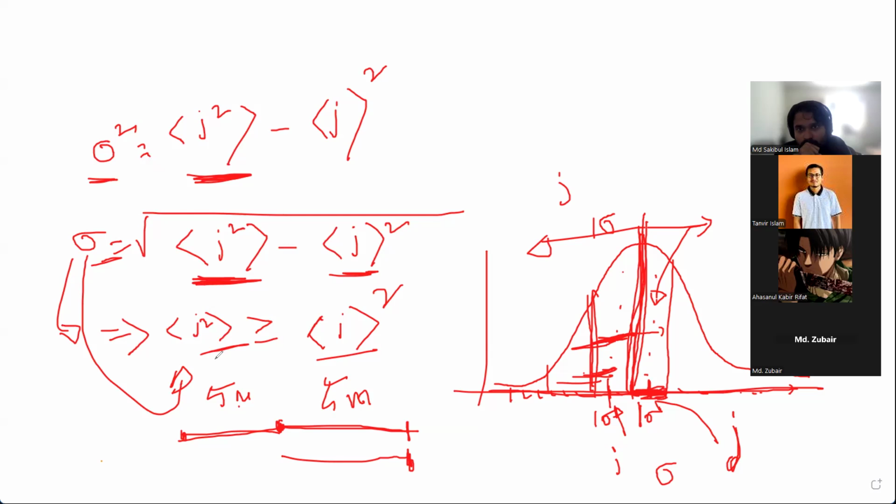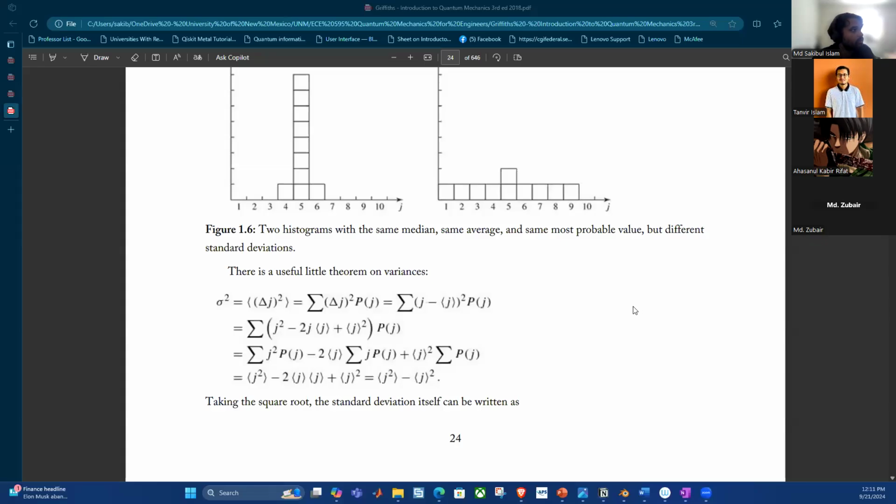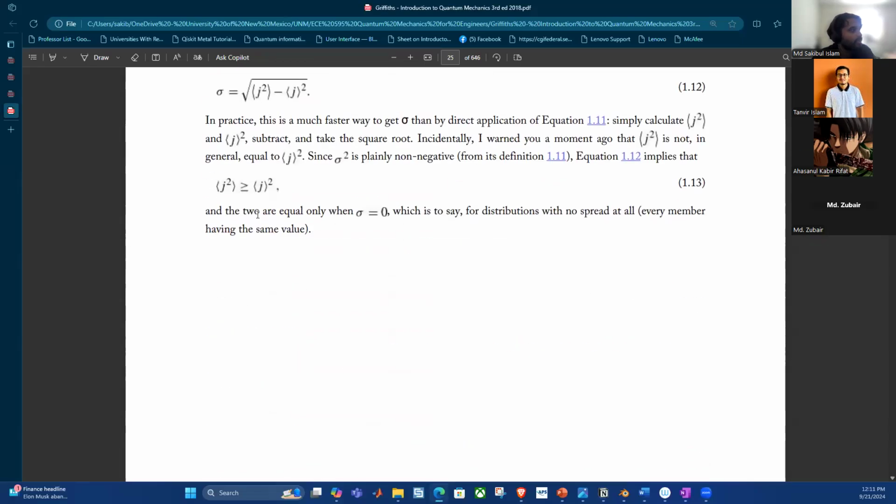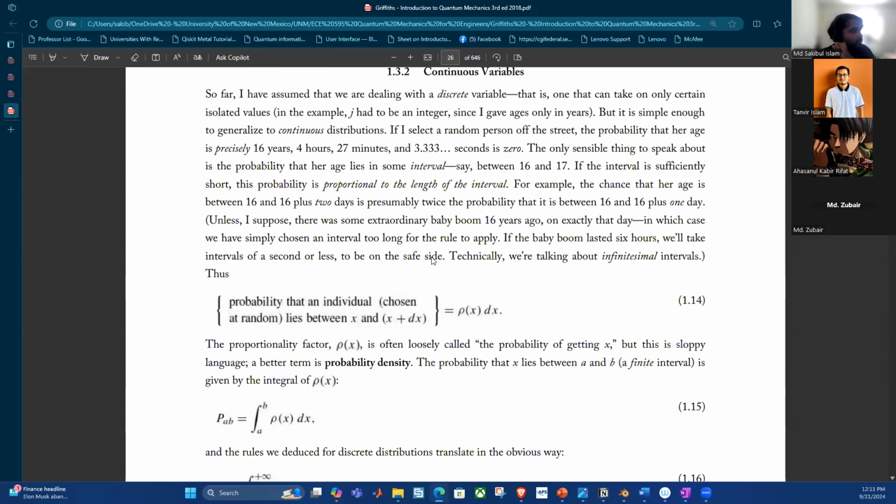Okay, guys. It's okay. Okay, let's try to finish in 5 minutes. I had planned to go to the continuous distributions. When sigma is zero, the distribution doesn't spread at all actually. So that is all the things actually.